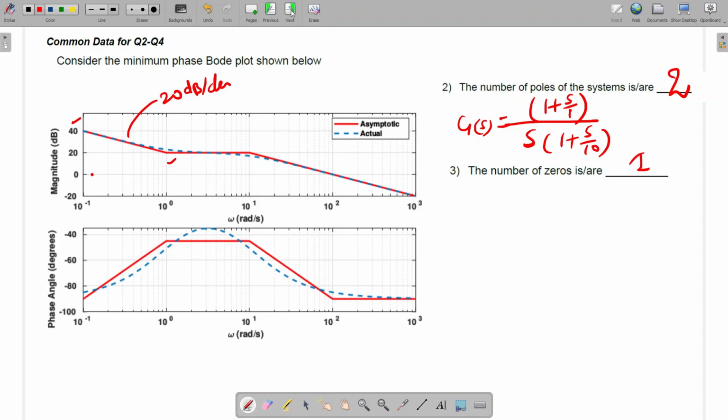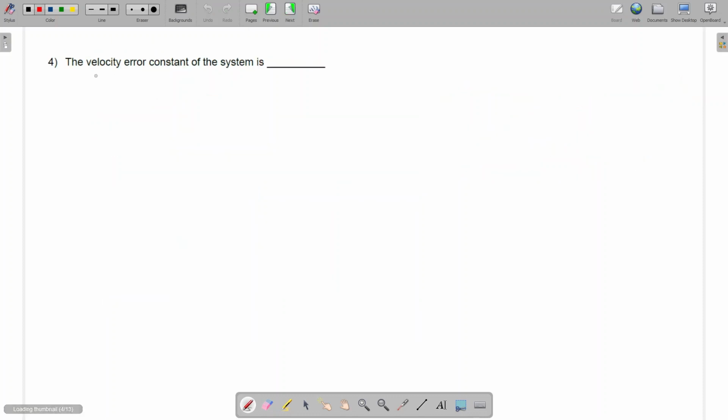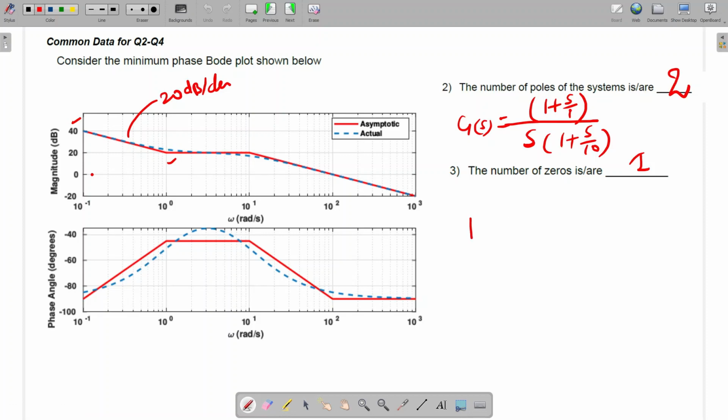So the next question, I will do that question here. The velocity error constant. So velocity error constant is Kv. What is that? Limit s tends to 0, s into G of s. Correct? But we don't know, some k value will be there here.